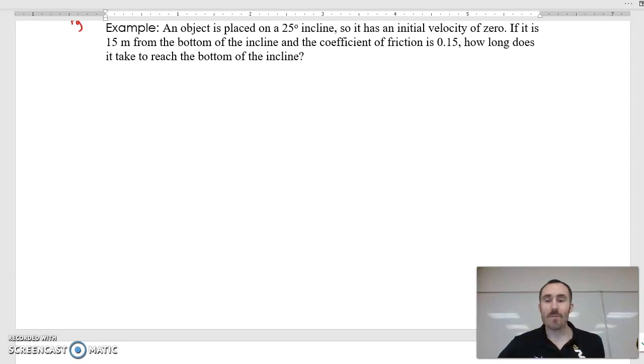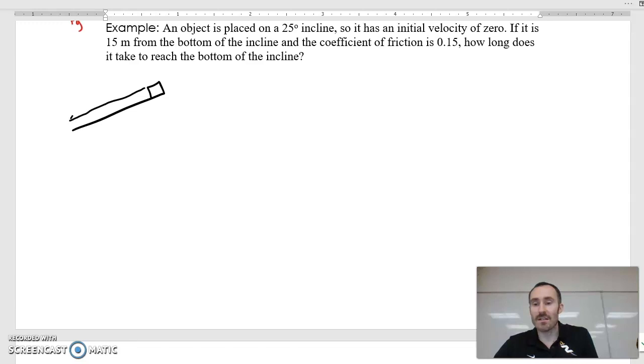Example number 2. An object is placed on a 25-degree incline so that it has an initial velocity of 0, placed at the top of the incline. If it is 15 meters from the bottom of the incline and the coefficient of friction is 0.15, how long does it take to reach the bottom? 25-degree incline, like that. Object is placed at the top, right there, so that the distance between the object and the bottom of the incline, this distance here, is 15 meters.